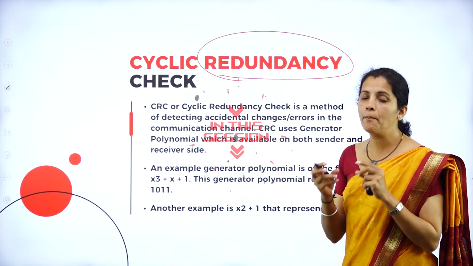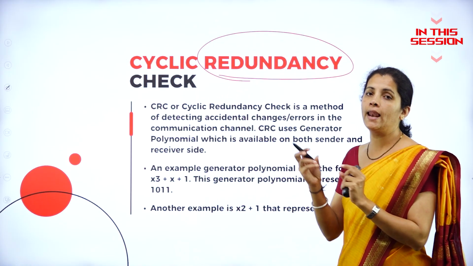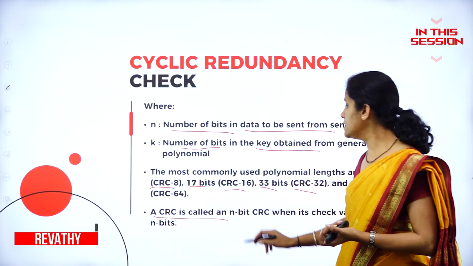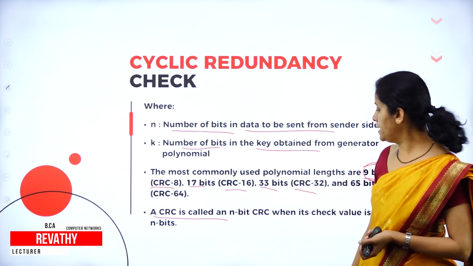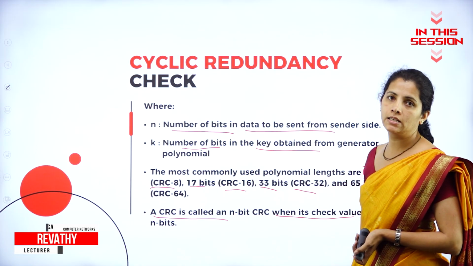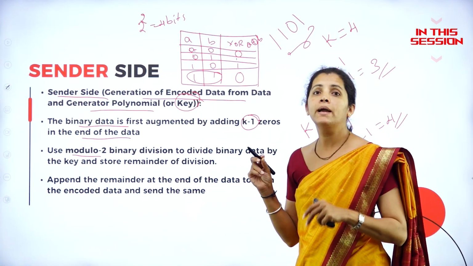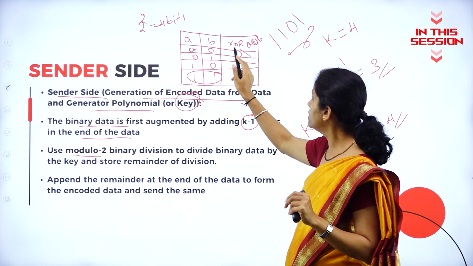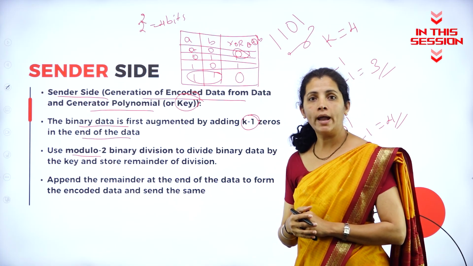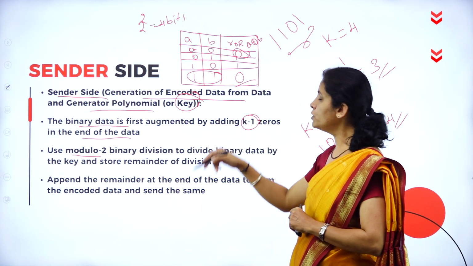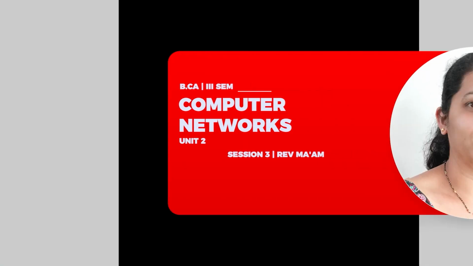Extra bit I'm going to include along with my data bit. So here CRC is called an n-bit CRC, and when it is checked, the value is n-bit. When both my inputs are low, I'm going to get low output. When both my inputs are high, what's my output? It is low, zero.